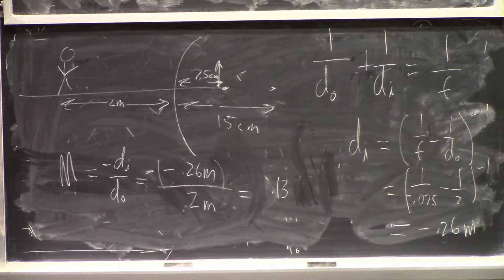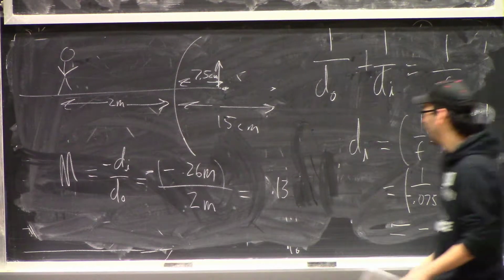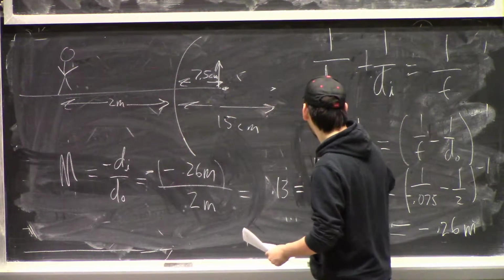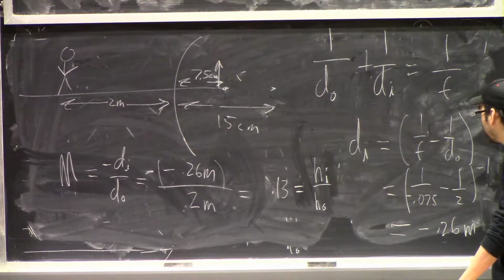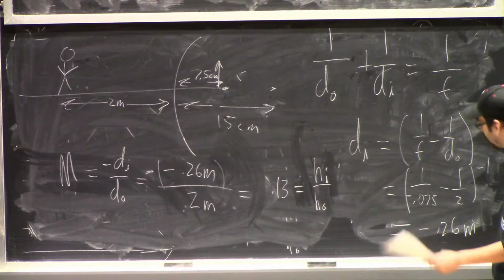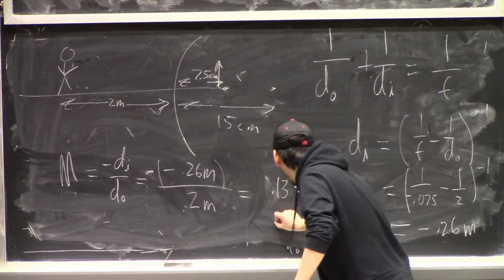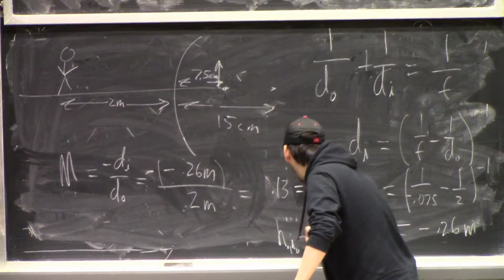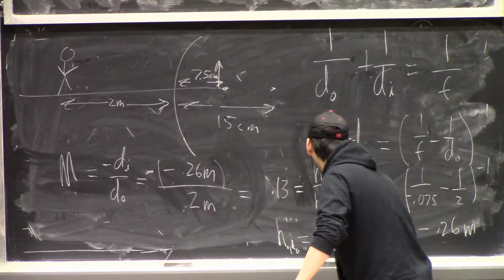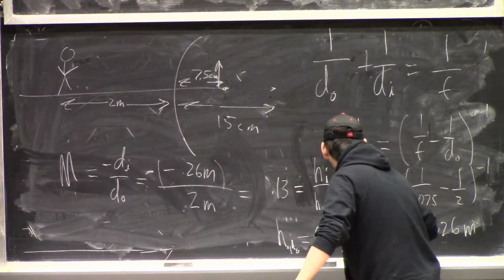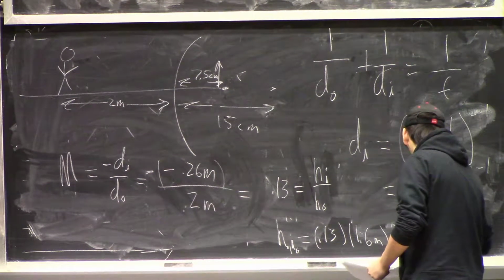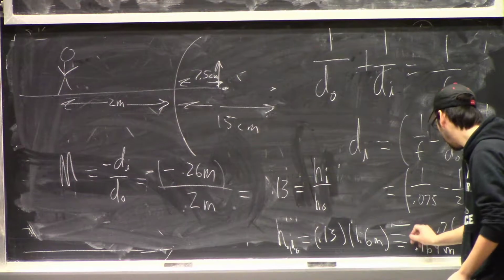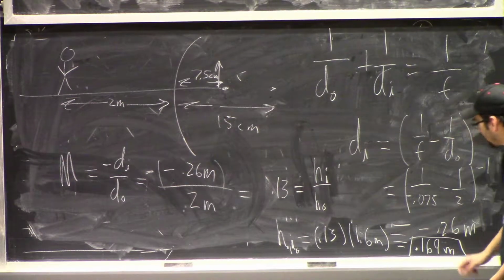Okay. So then the last thing that we want to find is what the height of the image is. So to find the height of the image, we say this 0.13 is going to be equal to the height of the image divided by the height of the object. And the height of the object is going to be 1.6 meters. So we rearrange this, and so we say that HI is equal to 0.13 times 1.6 meters. And so this is going to be equal to 0.169 meters, okay?